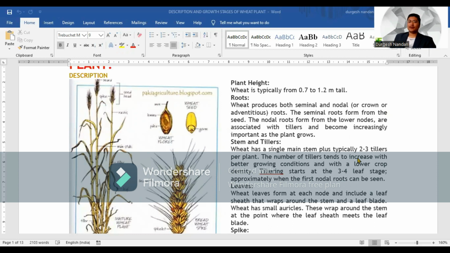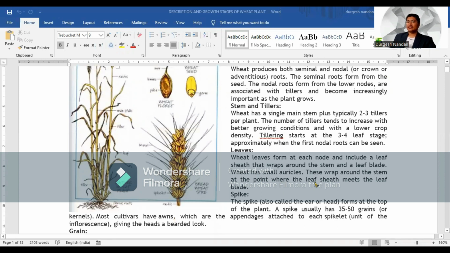Leaves: wheat leaves form at each node and include a leaf sheath that wraps around the stem and a leaf blade. Wheat has small auricles, and these wrap around the stem at the point where the leaf sheath meets the leaf blade. Then the spike, also called the ear or head, forms at the top of the plant. A spike usually has 35 to 50 grains or kernels, and most cultivars have awns, which are appendages attached to each spikelet unit of the inflorescence, giving the heads a bearded look.